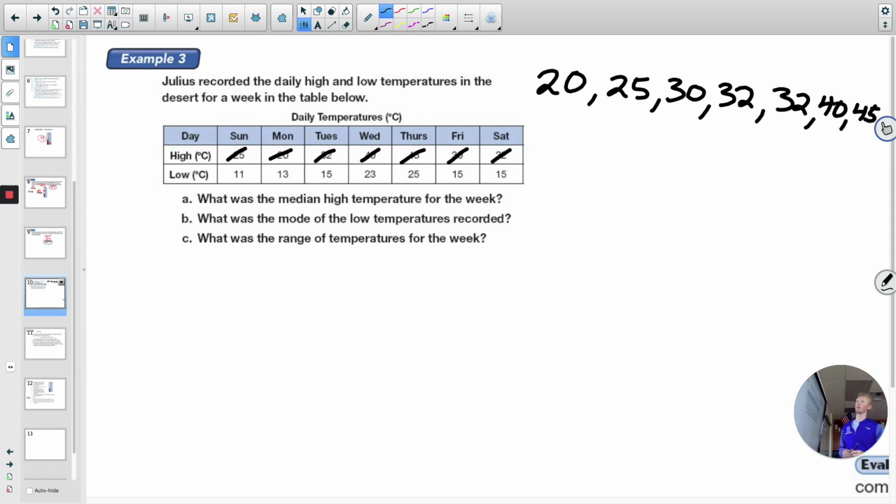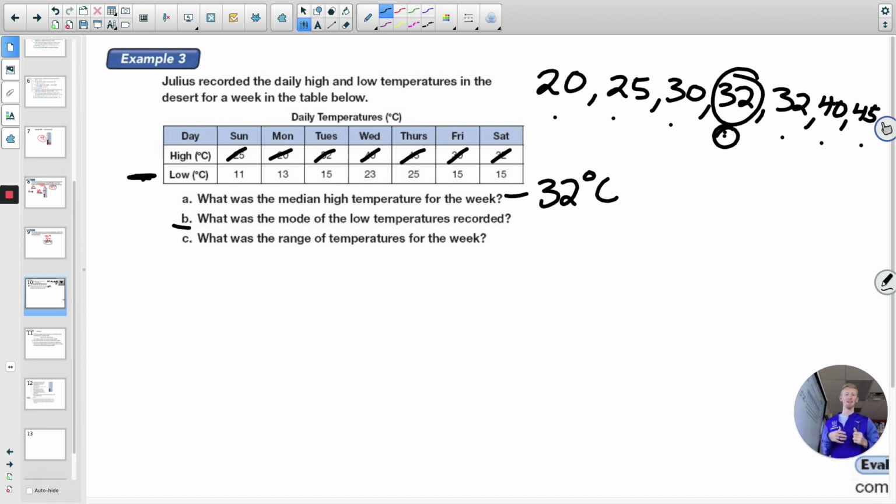Now I need to find the number in the middle of all those. So let's see, 1, 2, 3, 4, 1, 2, 3, 4. That means right here, this is your median then, 32 degrees Celsius. All right, let's go on to B. What was the mode of the low temperature? So now I'm looking at the low temperatures here. Mode would be the number that repeats the most.